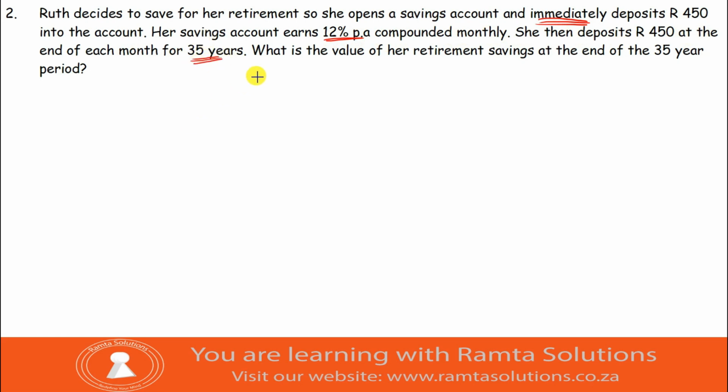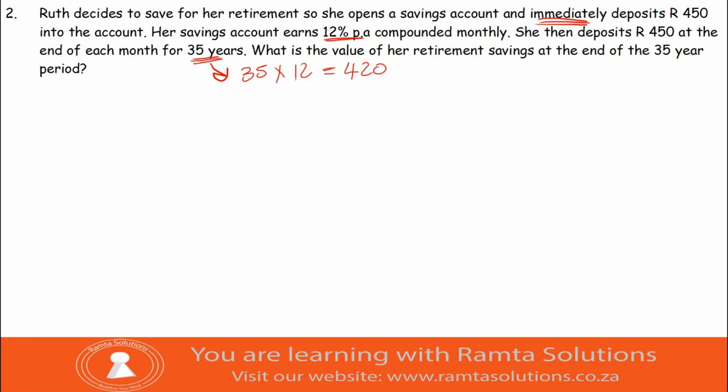Okay? So I have an indication here that this 35 will be 35 times 12, because the interest is per month. But be careful. Okay? 35 times 12 will be 420. So what is the value of her retirement savings at the end of the 35-year period?